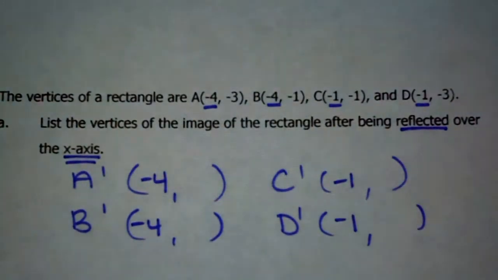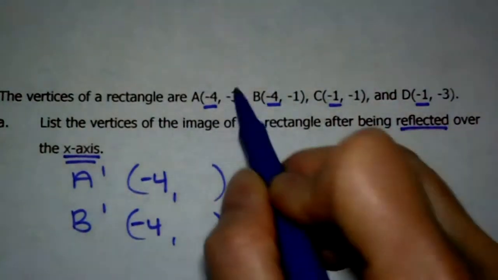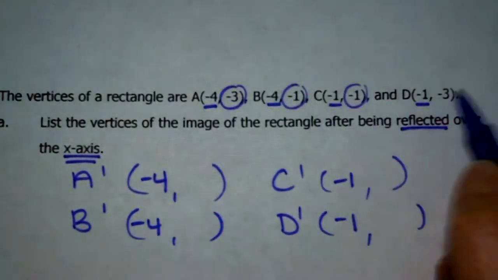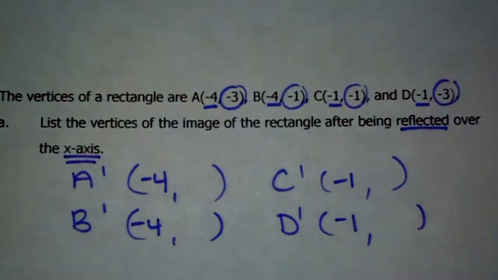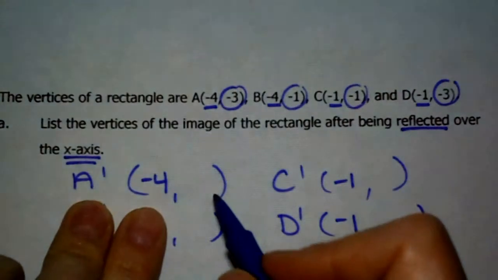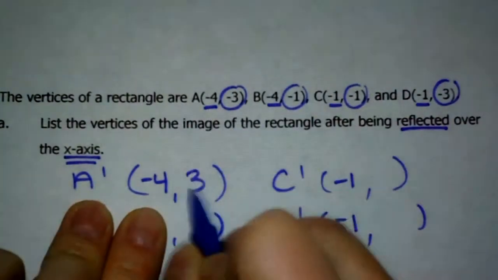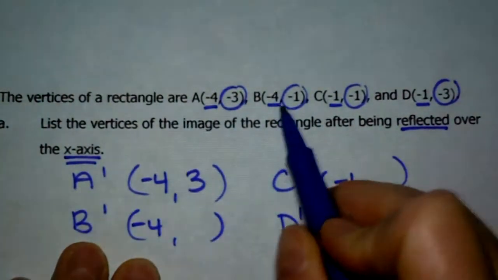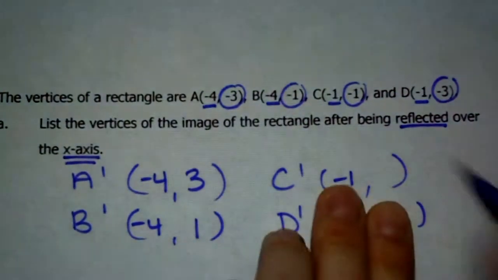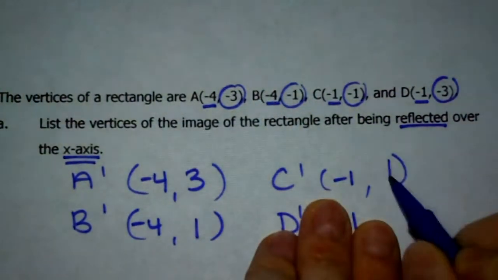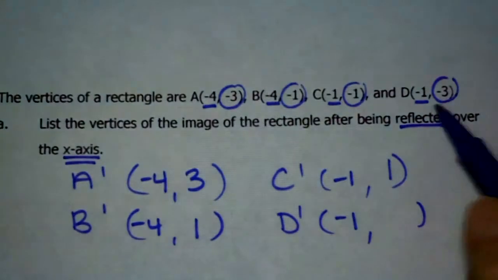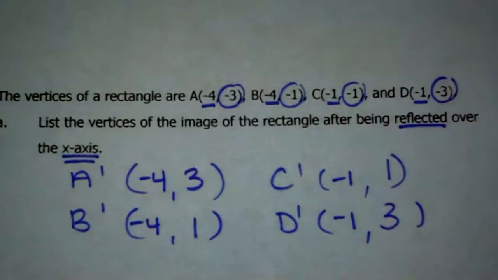And if you looked at the example on the previous page where we reflected over the x-axis, we saw that the y's were all opposites. So the circled are my y values. If I'm reflecting over the x-axis, my y values will just be the opposite sign. So that means A prime would be -4 and a +3. B prime would be -4 and a +1. C prime would be a -1 and a +1. And D prime would be a -1 and a +3.